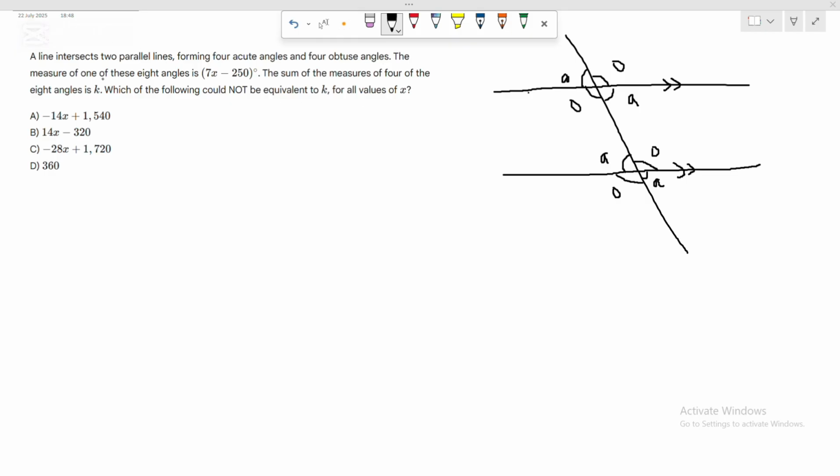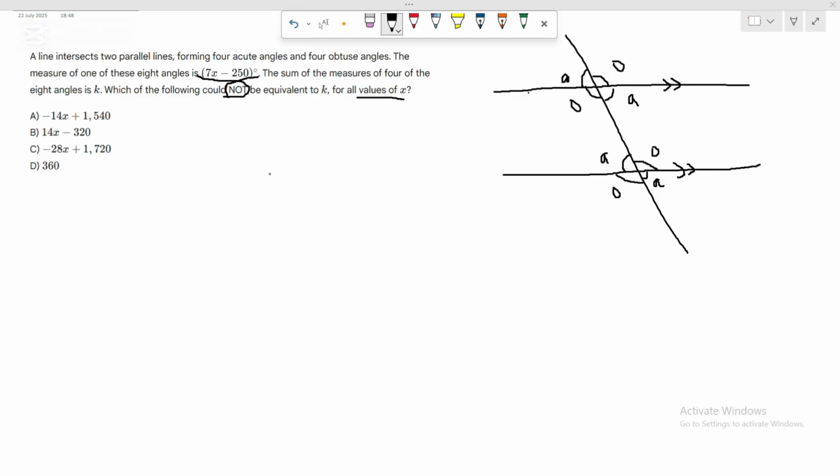The measure of one of these angles is 7x minus 250 degrees. We don't know whether this is an acute or obtuse angle, and we don't care. The sum of the measures of any four of the eight angles is k. And which of the following could not be equal to k, for all values of x? This is the thing. So let's do this question.